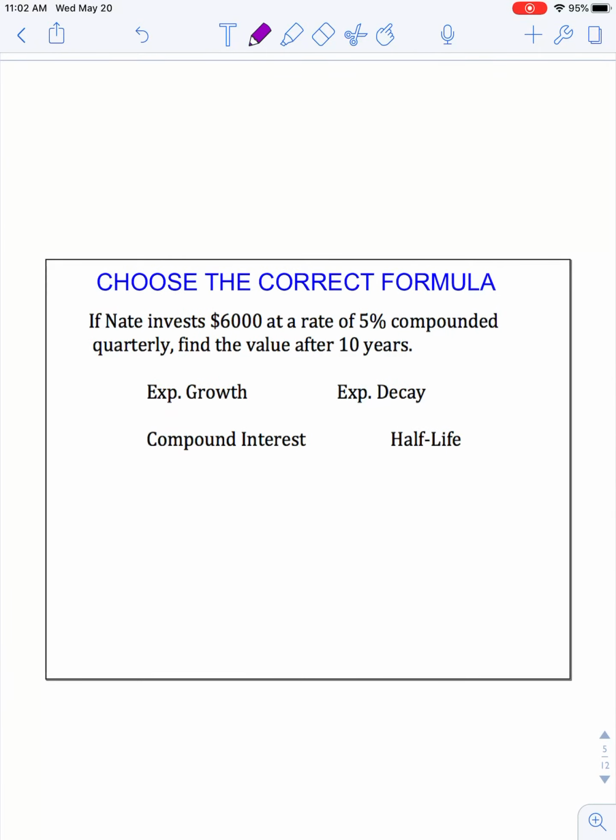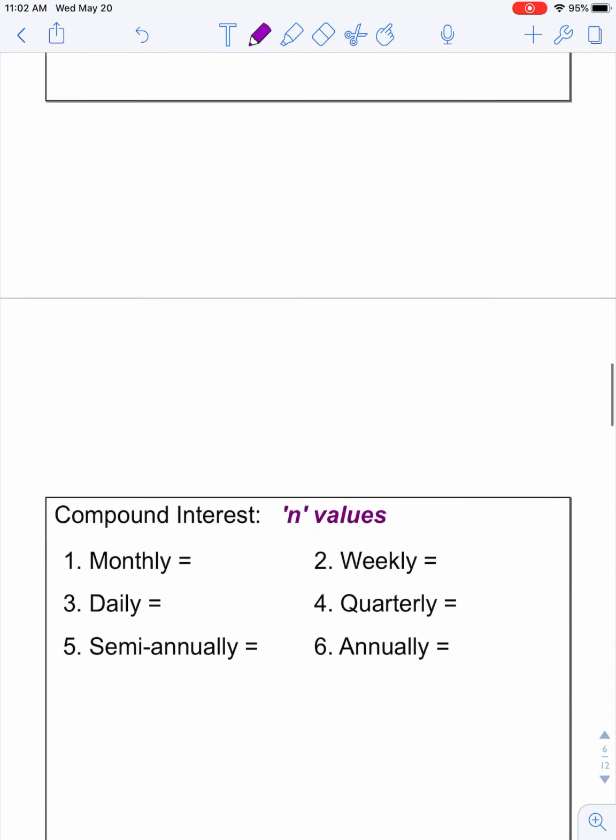And here's one more. Again, pause the video, see if you can come up with which one you should use. If Nate invests $6,000 at a rate of 5% compounded quarterly, that's your key word, find the value after 10 years. So compound interest formula, that's the complicated one. All right. So again, I'll solve these on the notes so you can go back and try to solve these for extra practice.